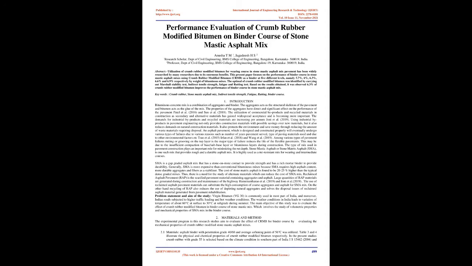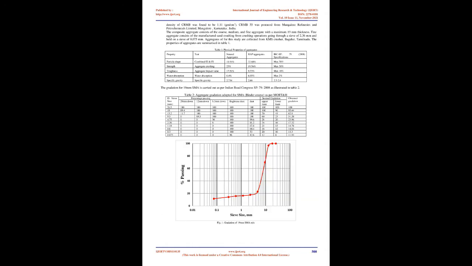The utilization of commercial byproducts and recycled materials in construction as secondary and alternative materials has gained widespread acceptance and is becoming more important. The demands for industrial byproducts and recycled materials are increasing per annum. Joni et al., 2019. Using industrial byproducts in pavement engineering not only provides construction materials with possible savings over new materials, but it also reduces demands on natural construction materials. It also protects the environment and saves money through reducing the amount of waste materials requiring disposal.